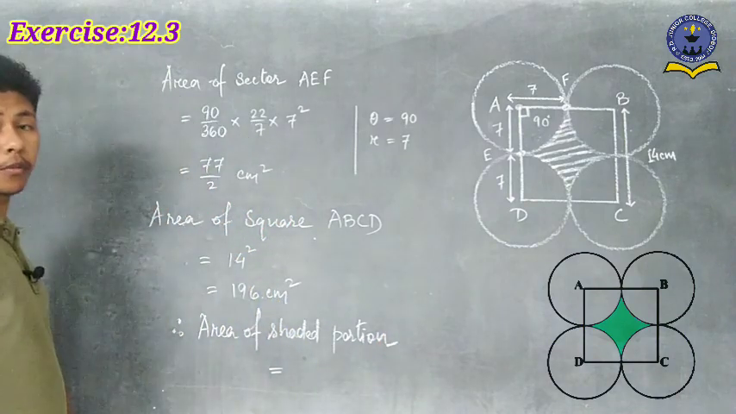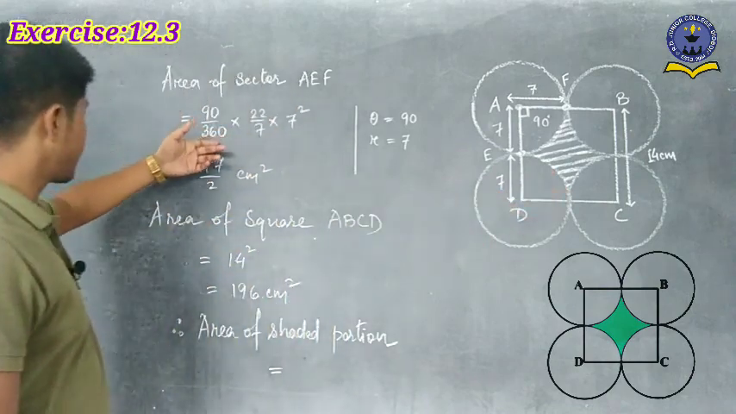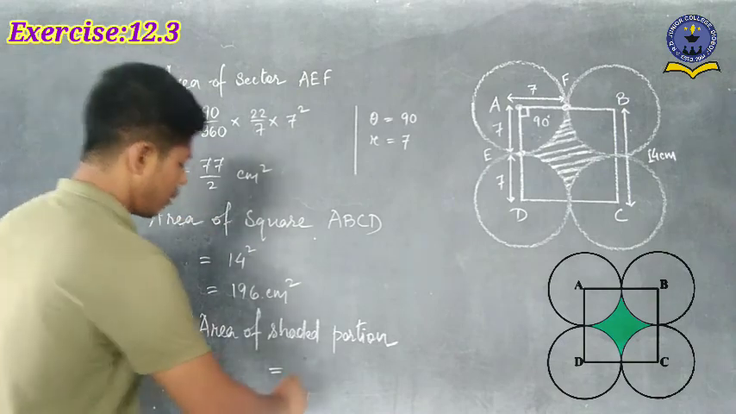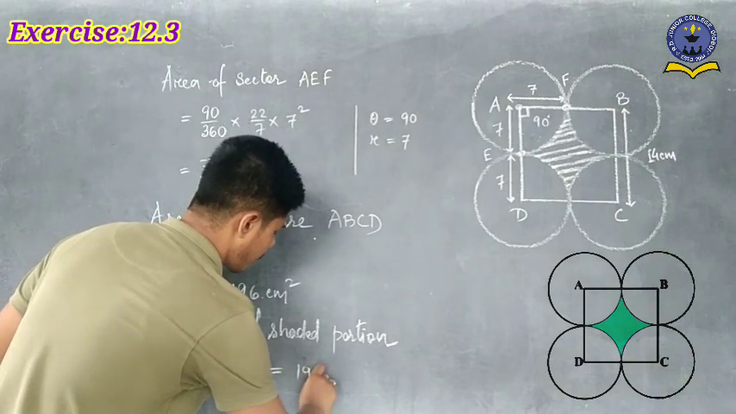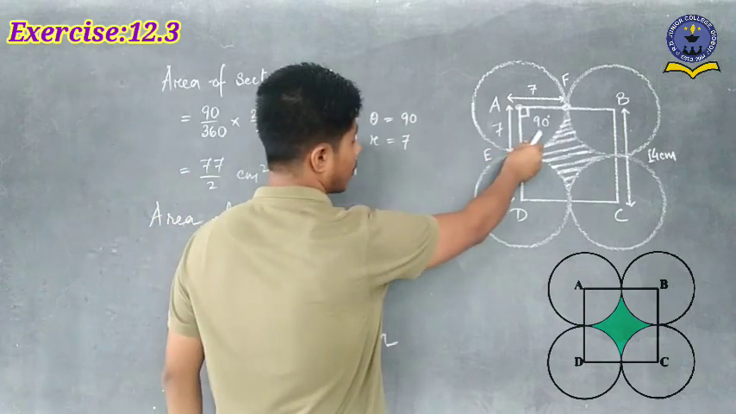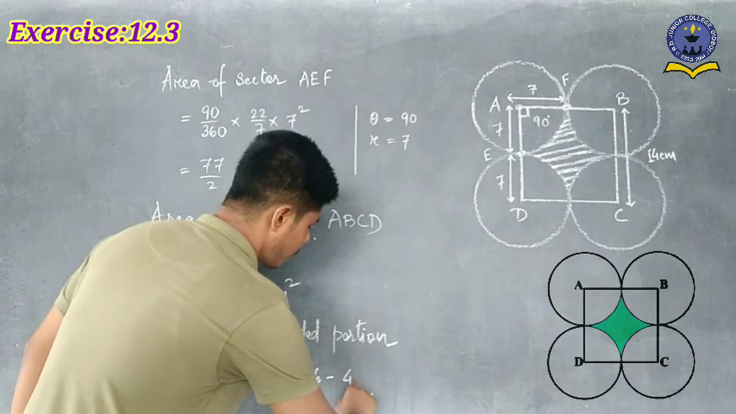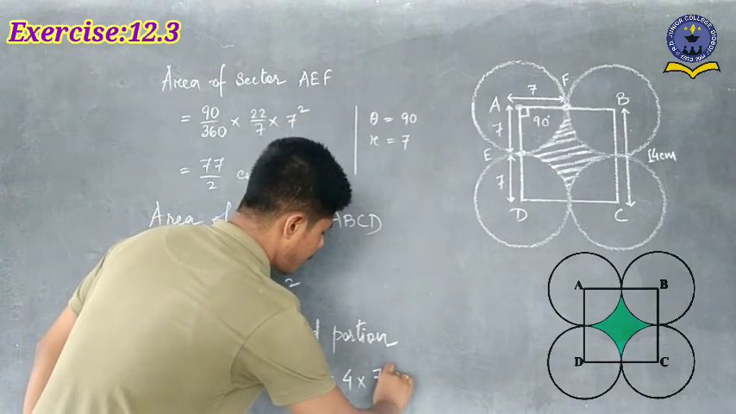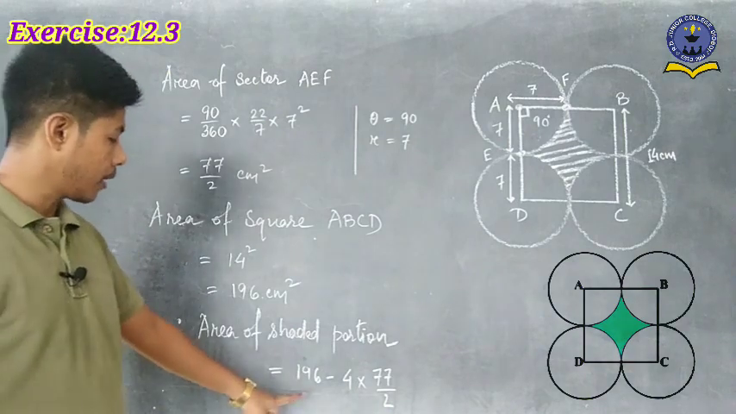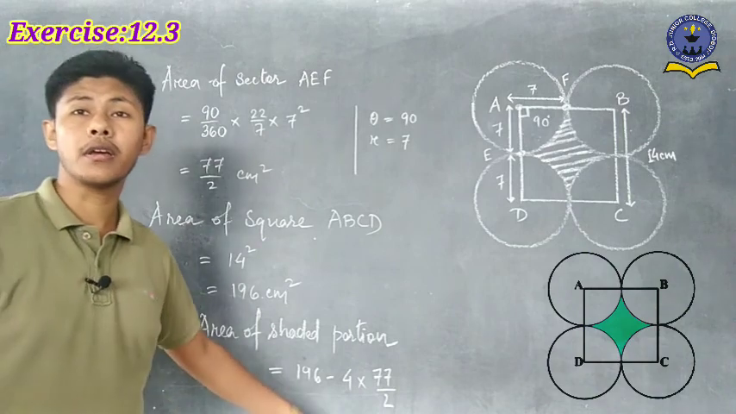equals to, what you have to do? Here square minus this sector we have to do. So that means 196 minus, how many quadrants or sectors are there? 4 parts. So that's why 4 into 77 by 2. Is it clear? So 196 minus 4 into 77 by 2.